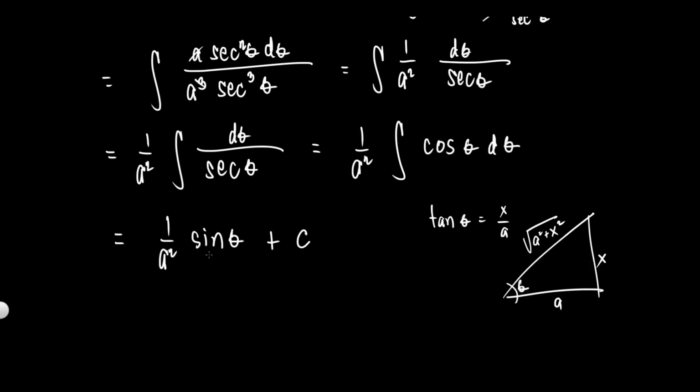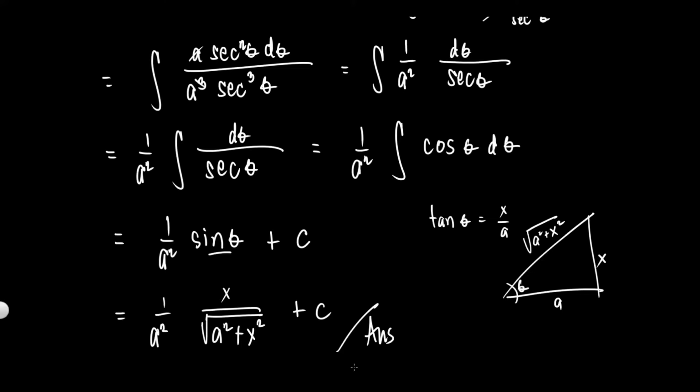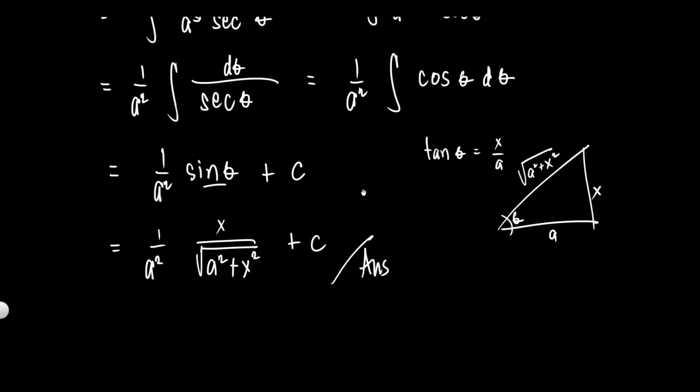Now, ang kailangan natin is sine theta. Sine theta is opposite over hypotenuse. So, sine theta is x over the square root of a squared plus x squared, plus c. So, ito na yung ating final answer. Okay? Yes. Number 3.